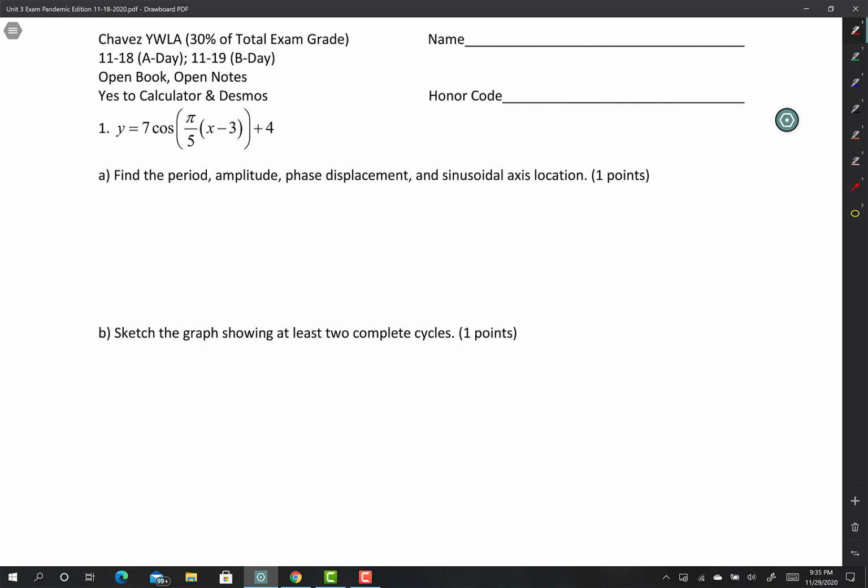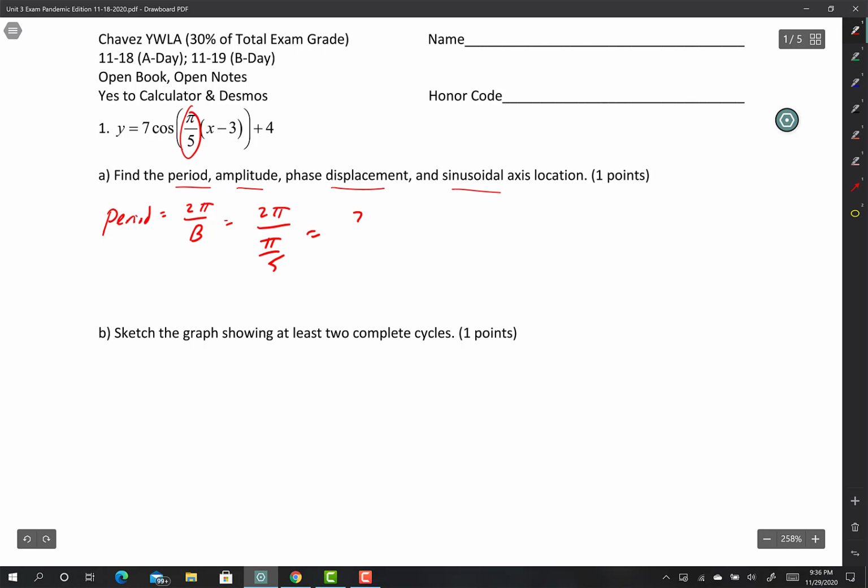Number one, letter A. It says find the period, amplitude, phase displacement, sinusoidal axis location, and it was worth 1 point. So the period is 2 pi. This is your B right here. So the period is 2 pi divided by your B, or you can just multiply. You see the pi there, so you can say the period is 10. Or, if you don't see that, relax. Just 2 pi divided by pi over 5, which is 2 pi times 5 over pi. The pi's cancel out and you get 10. So the period is 10.